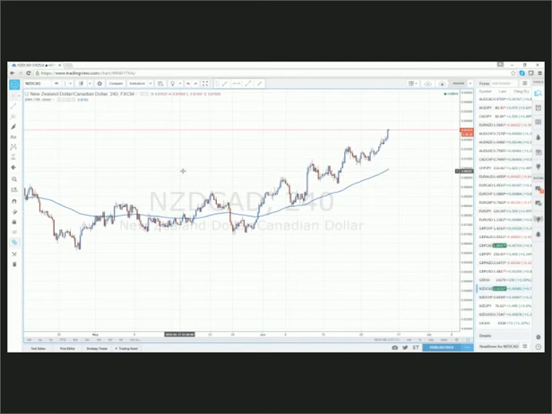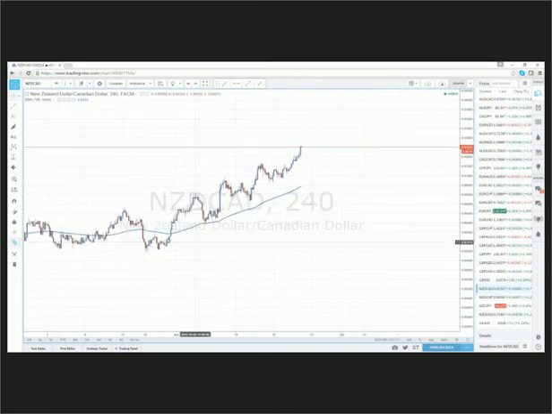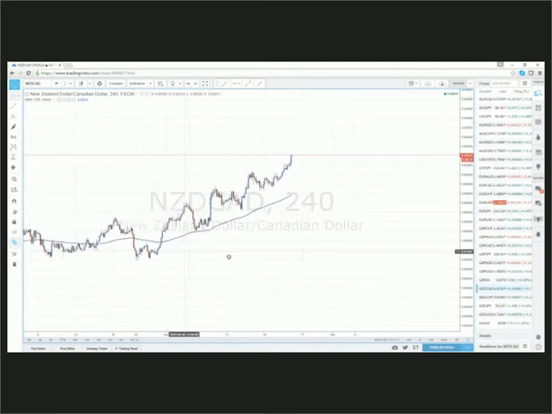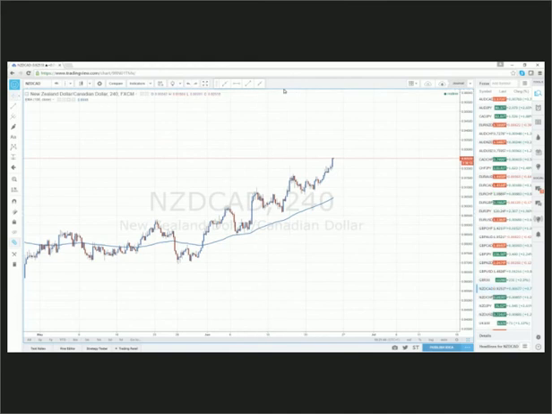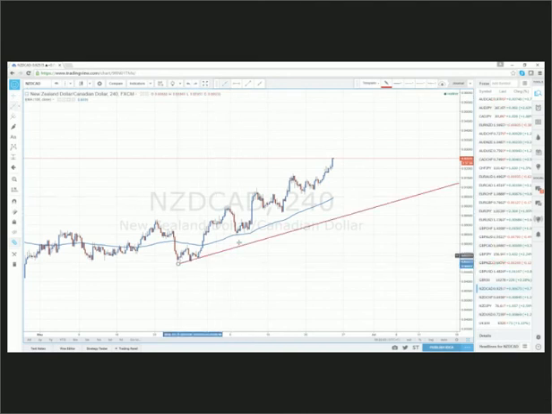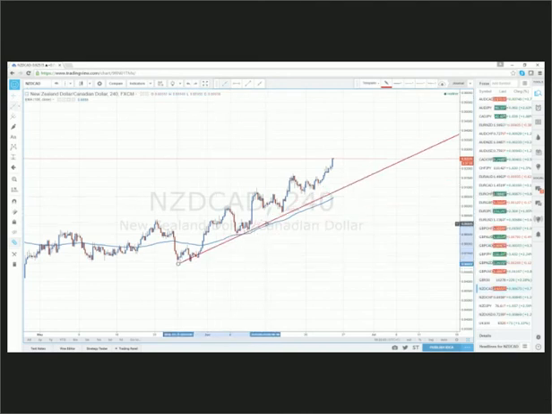So this here, you would have to say that the New Zealand Canadian dollar is in an uptrend, right? If we look at the moving average, price is above the moving average. But more importantly, look at the swings in the market. Look at how harmonic this price action is. We don't have big reversals. Put a trend line in there, it tracks a trend line beautifully.